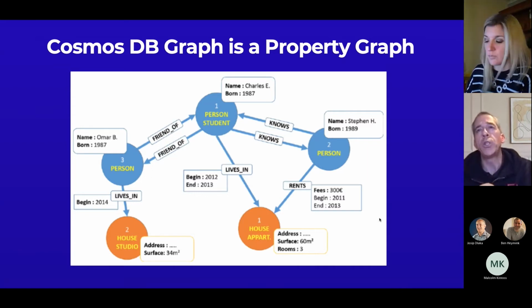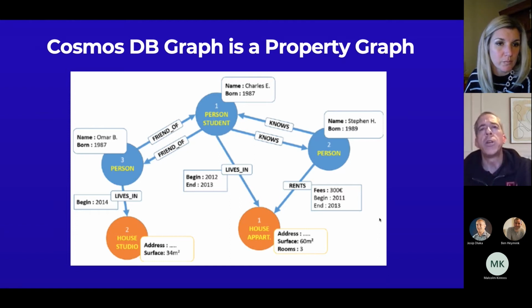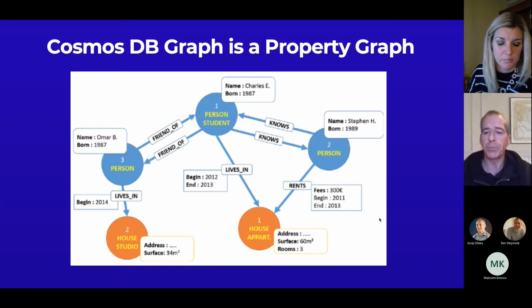That lives in edge, which you'll notice is directional. The person lives in the house, and the direction is very important. And you can see that you can have properties associated with the edge as well. So you can see that they began living there in 2012 and finished living there in 2013. And those edge properties are not associated with the person or the house. Those properties are of the association between the person and the house, when the person was actually living in the house. So that's what a property graph looks like. It's vertices and edges with an arbitrary number of properties per vertex and edge.